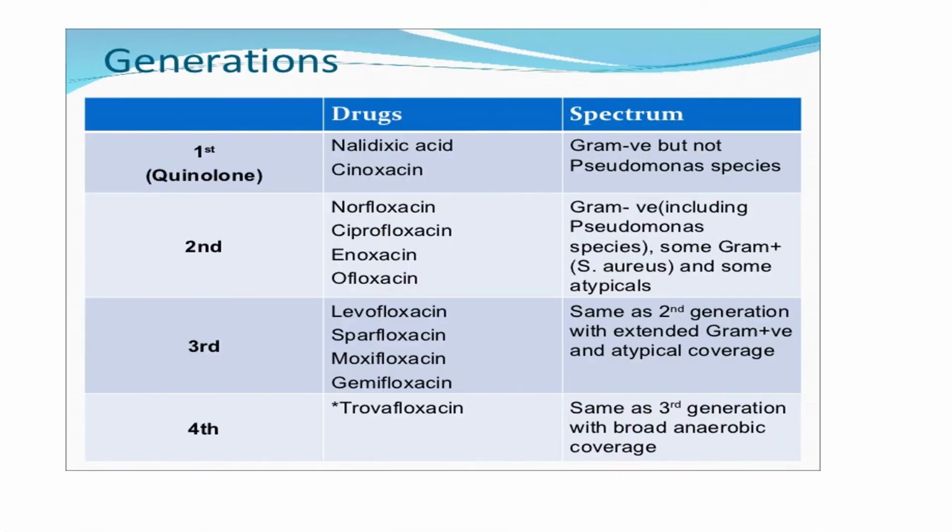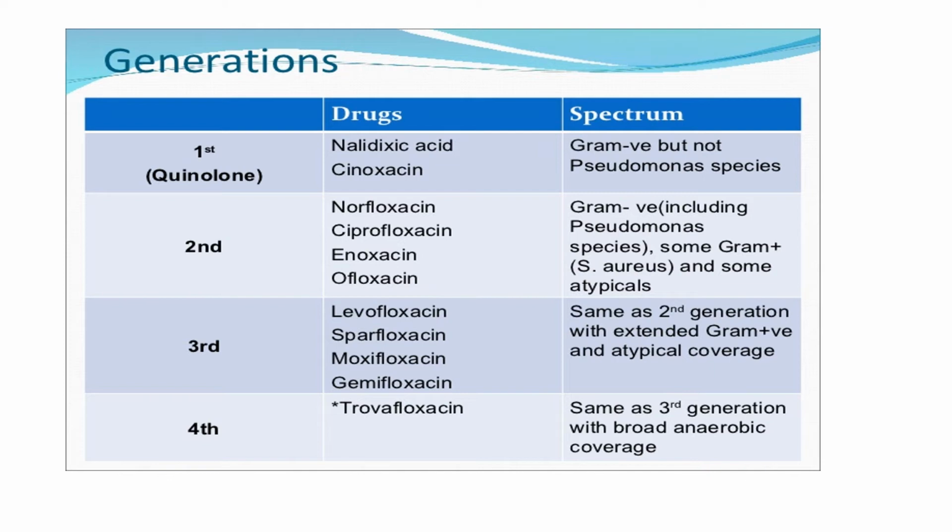Classification of fluoroquinolones. The first generation fluoroquinolone is nalidixic acid. The spectrum was against gram-negative organisms. The second generation included norfloxacin, ciprofloxacin, and ofloxacin. The three drugs that you should remember under second generation are norflox, ciplox, and ofloxacin. Here also the spectrum is gram-negative organisms with very few gram-positive coverage, that is Staph aureus, and some atypical organisms.